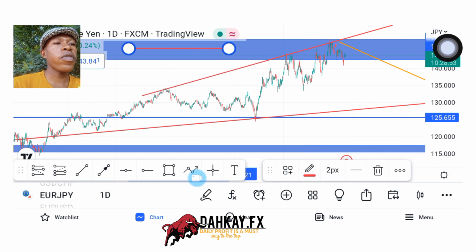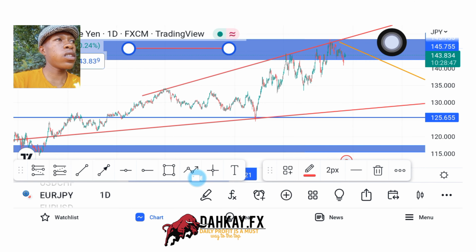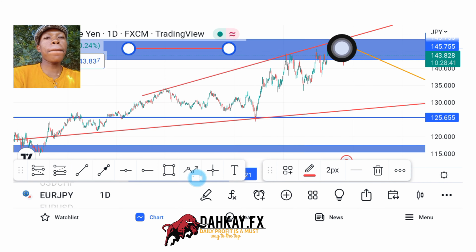So in that case, you'll be confident even when entering trades, knowing that definitely the market is going to go according to my analysis.